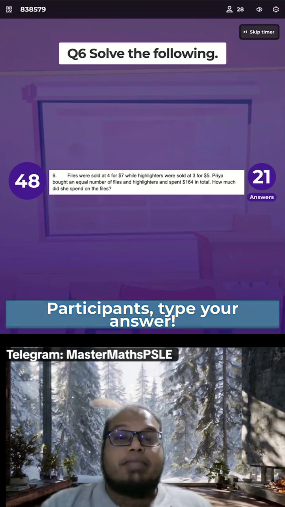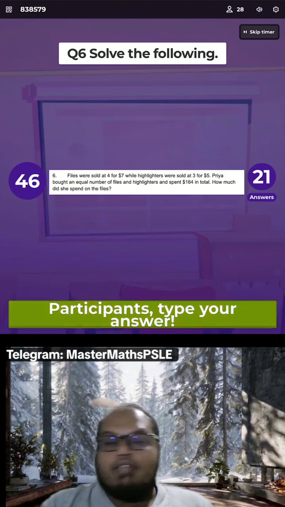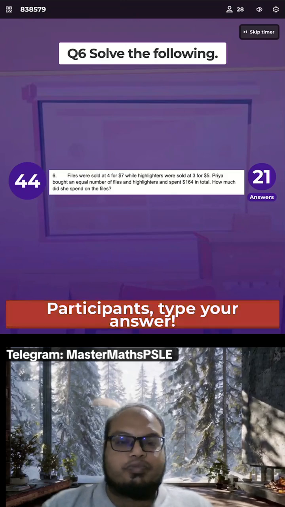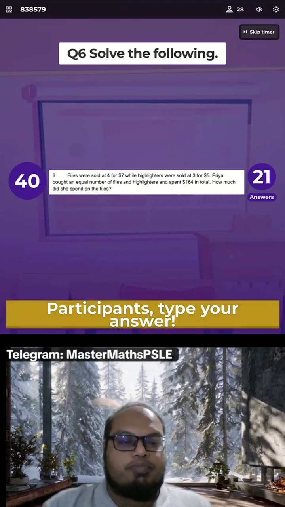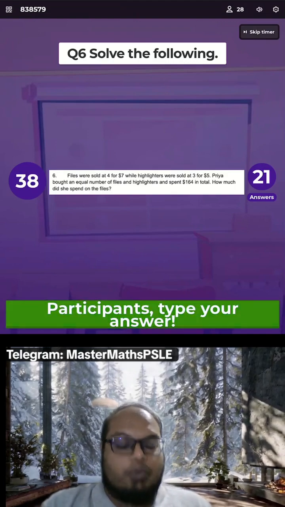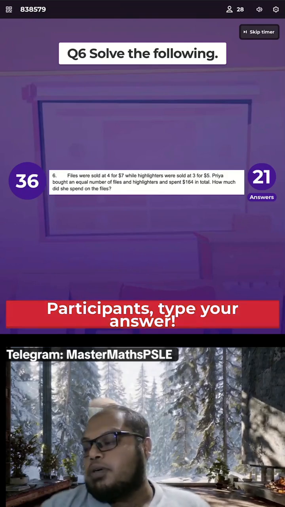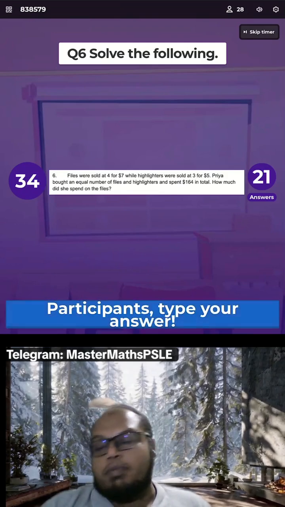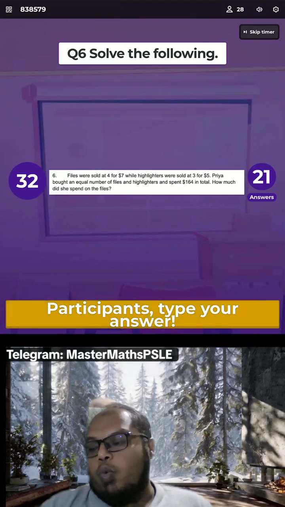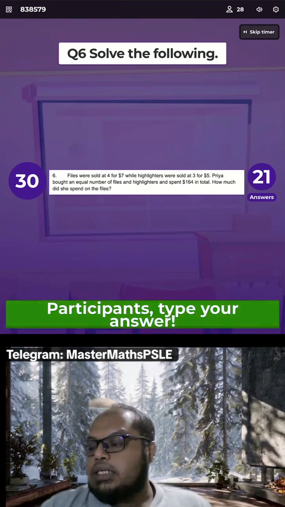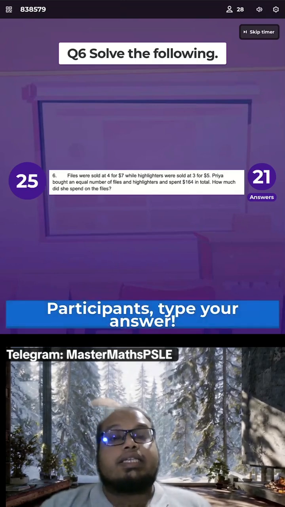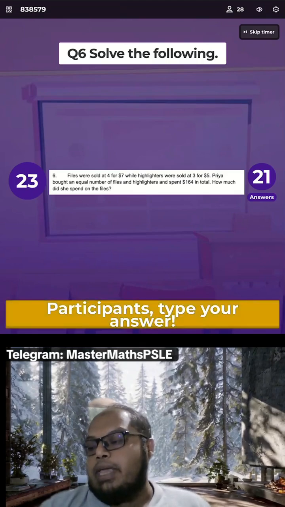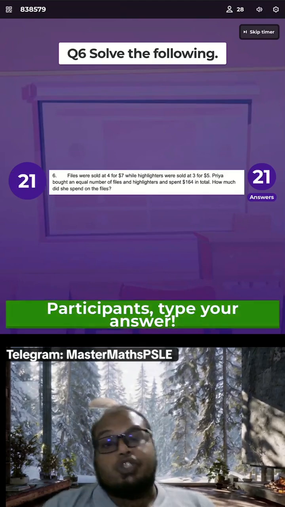Okay, less than a minute more. 45 seconds more. So I kind of gave out the clue already, which is common multiple. You can start off with a common multiple. So here, what is equal? The number of files and highlighters that were bought. That is the one that is equal. So you must make that 4 and 3 the same.